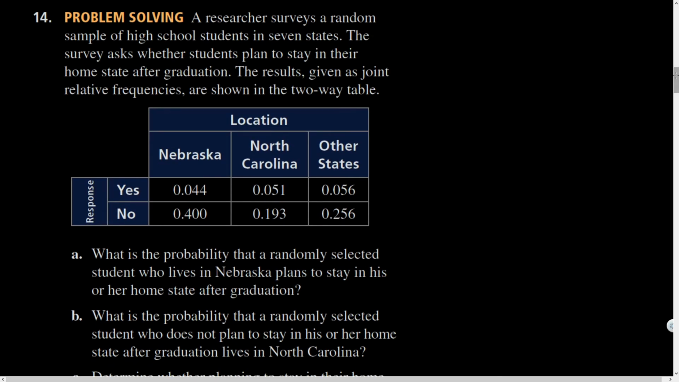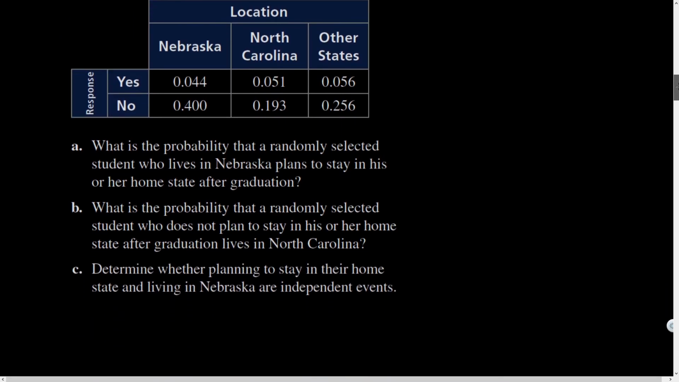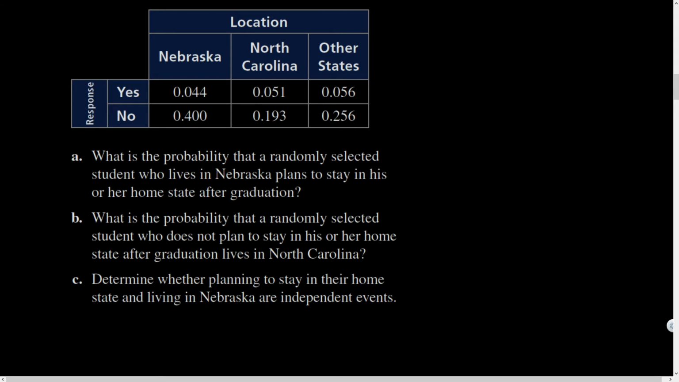All right, here's question 14. A researcher surveys a random sample of high school students in 7 states. The survey asks, this might be relevant to some of you guys, whether or not the students plan to stay in their home states after graduation. The results are given as joint relative frequencies shown in the two-way table. All right. So these are the joint relative frequencies.